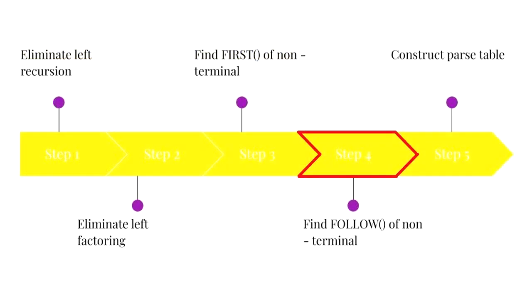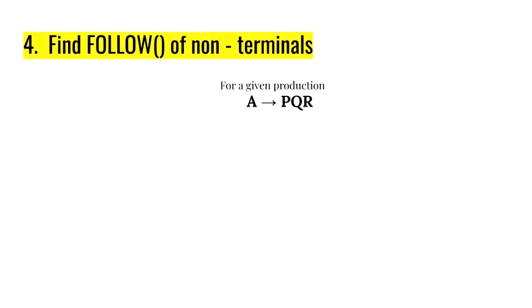The fourth step of constructing an LL1 parser is to find follow of all the non-terminals. To find follow of a non-terminal, you have to find its occurrence on the right-hand side of the production rule. So, what is a follow of a non-terminal? It is a set of terminal symbols which follow a variable in the process of derivation. Let's look at the rules to find follow. If the given symbol is a start symbol, then the follow of S will contain a dollar.